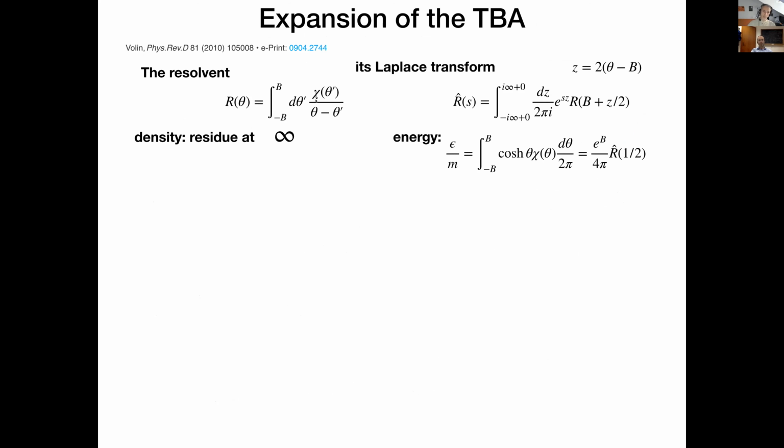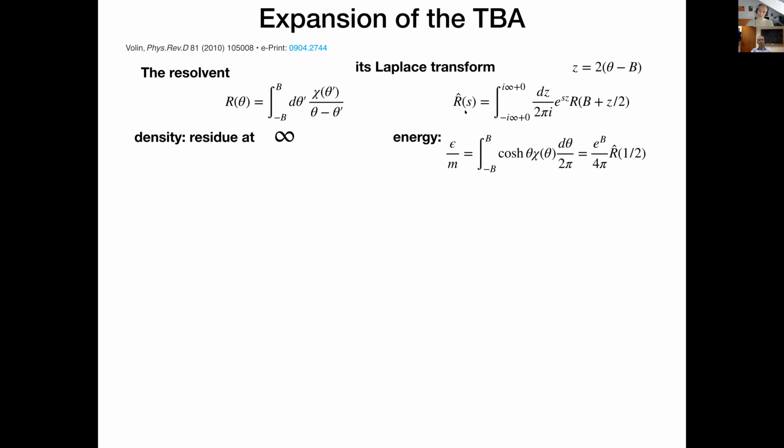And his idea was, instead of working with this chi density of particles, let's try to work with the resolvent. The resolvent is an analytic function on the whole complex plane, except a cut, which goes between minus b and b, such that the jump of the resolvent on the cut is nothing but this chi. So he introduced this resolvent.